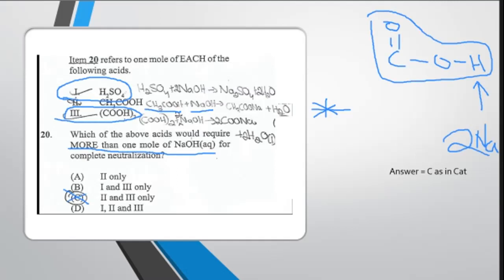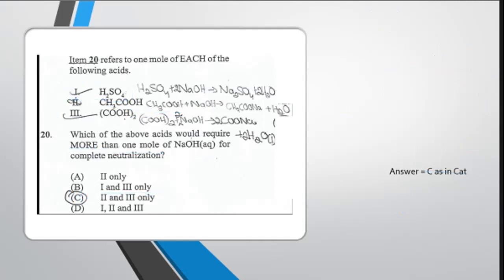C is wrong. The answer should be B as in boy. 1 and 3 is our answer. The answer is B as in boy, not C as in cat. H2SO4 and the diacid, (COOH)2, they both would require more than 1 mole of NaOH to have complete neutralization. So our answer to this one is B as in boy, 1 and 3, and not C, 2 and 3.